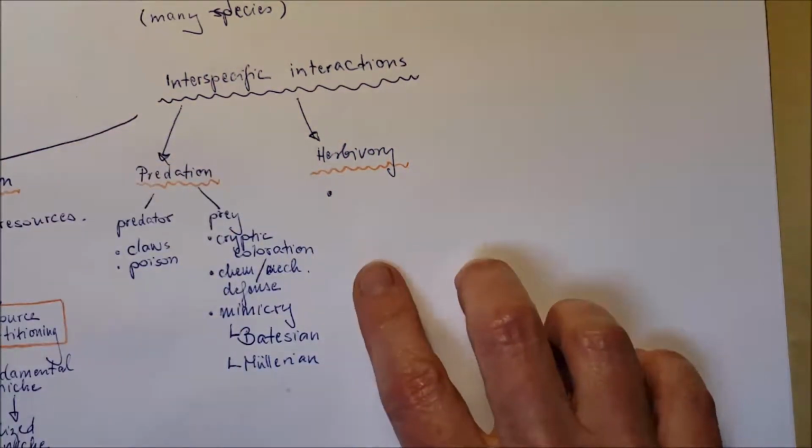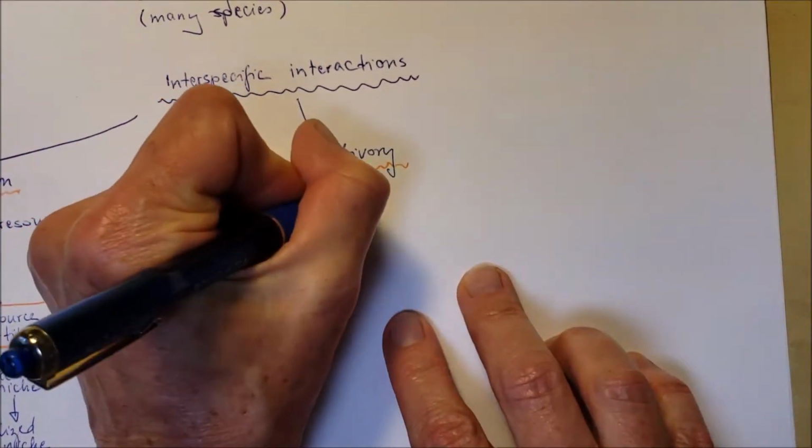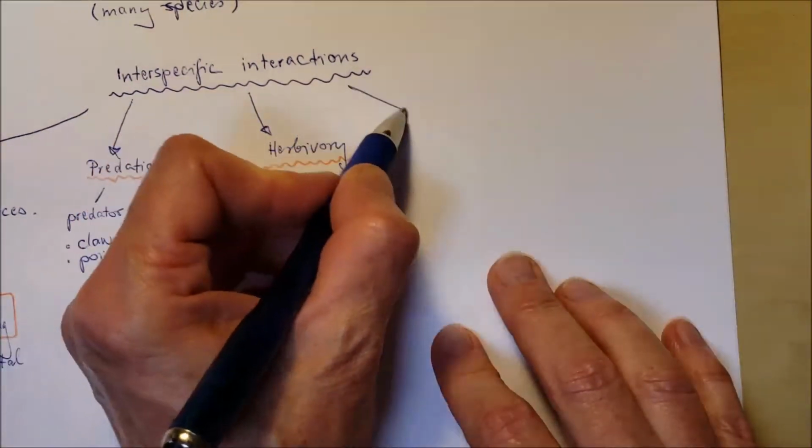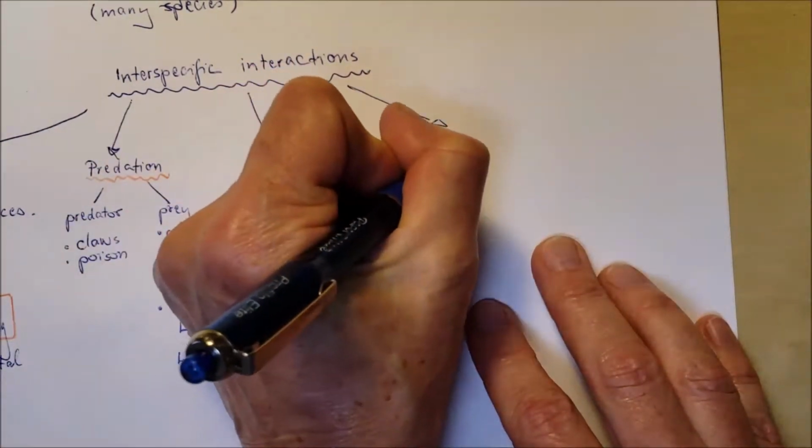Herbivory is basically an animal eating a plant. The plant adapts through toxins and thorns, basically protecting itself.